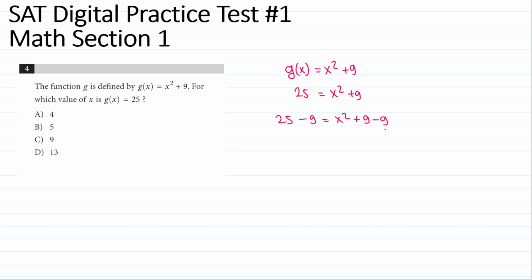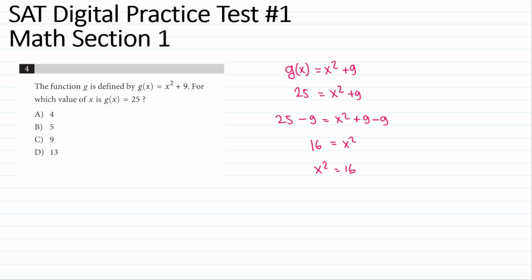9 and 9, that will be 0, and we will have x squared remaining on the right hand side. 25 minus 9, that will be 16 on the left hand side. Or to make it easier to read, I will have x squared is equal to 16.